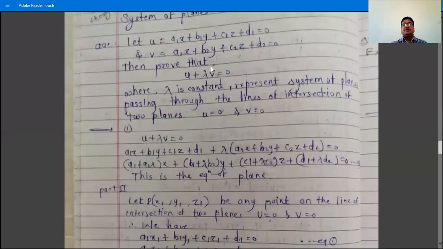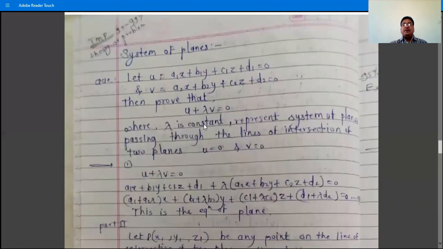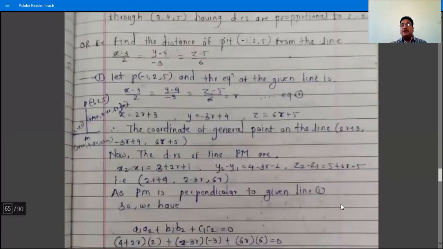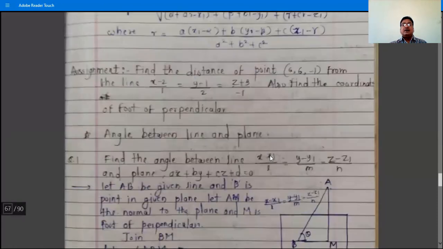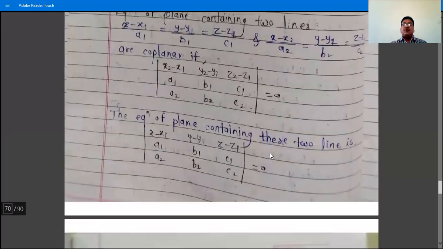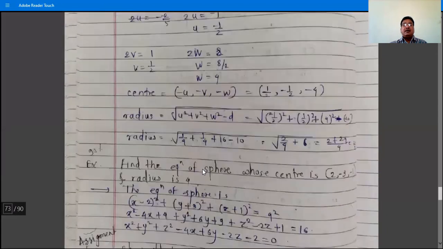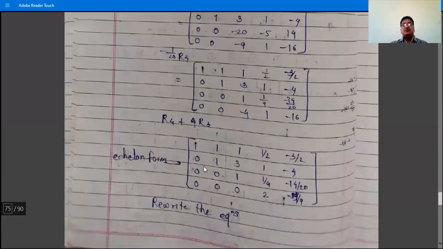It is a system of planes, which means that if we change the value of lambda, we get different planes passing through the line of intersection of these two planes. The intersection of two planes is a line, and another plane passing through that line is U plus lambda V equals 0. The similar topic here is the equation of a sphere passing through the circle of intersection of a sphere and a plane. The intersection of a sphere and a plane is a circle, and we have to find the equation of the sphere passing through that circle.